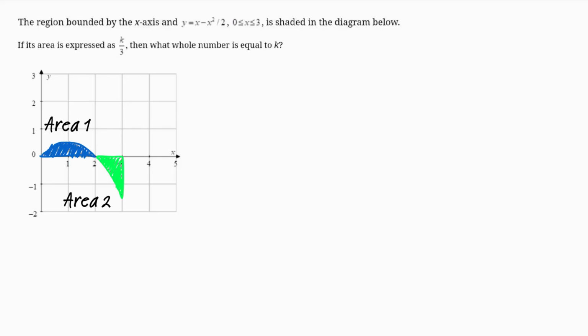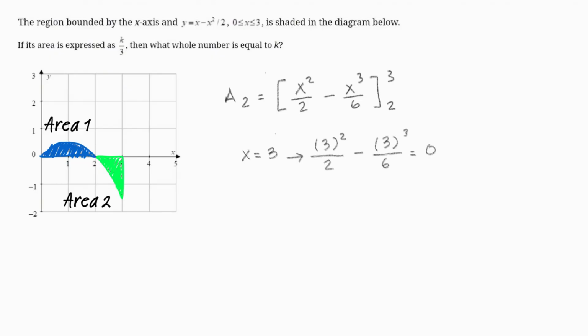Next, we will find the area for the lower part of the graph. Remember, we are going to find the absolute value since we can't have a negative area. So, area equals x squared over 2 minus x cubed over 6, from 2 to 3. We start with the upper limit, x equals 3. So 3 squared over 2 minus 3 cubed over 6 equals 0.